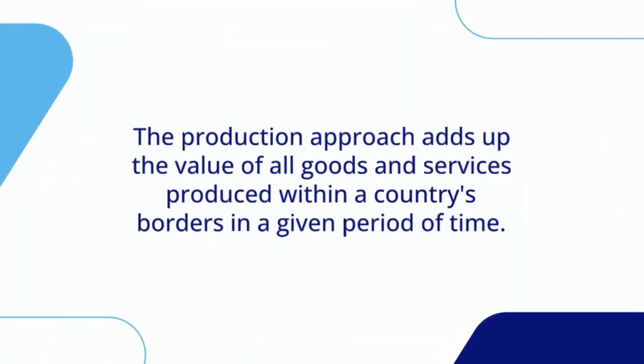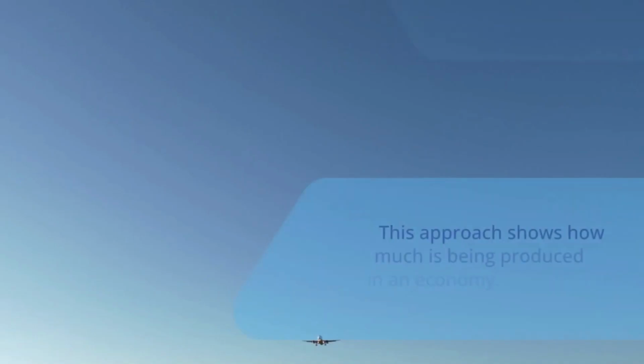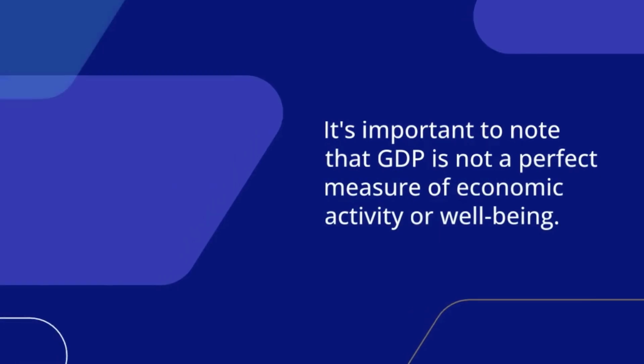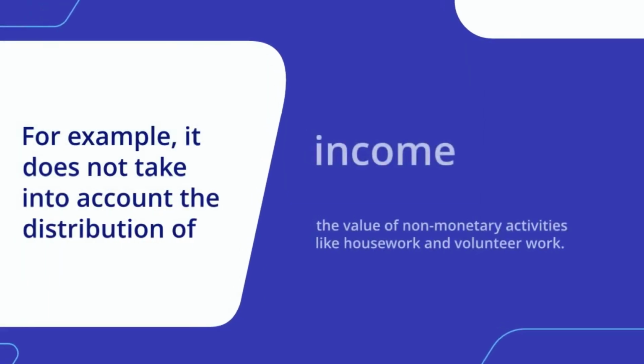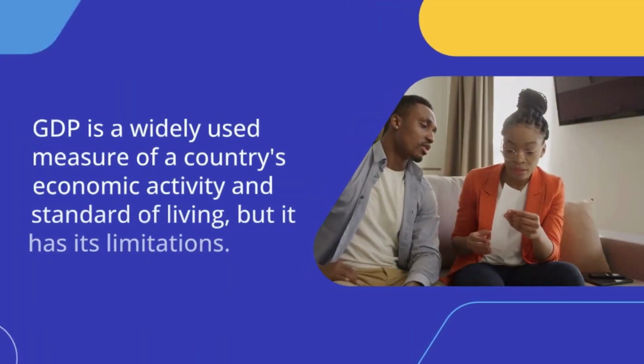The production approach adds up the value of all goods and services produced within a country's borders in a given period of time. This approach shows how much is being produced in an economy. It's important to note that GDP is not a perfect measure of economic activity or well-being. For example, it does not take into account the distribution of income, environmental degradation, or the value of non-monetary activities like housework and volunteer work.